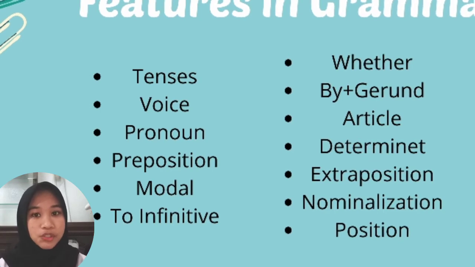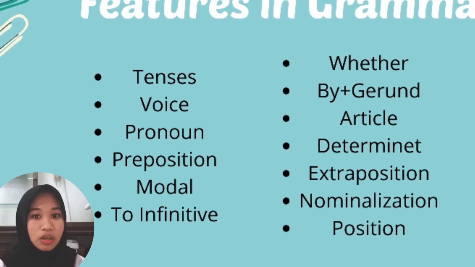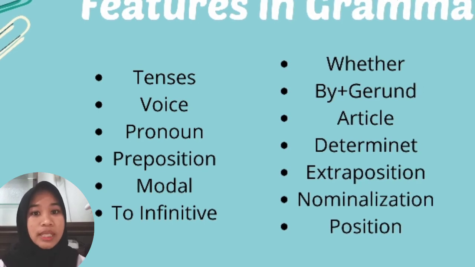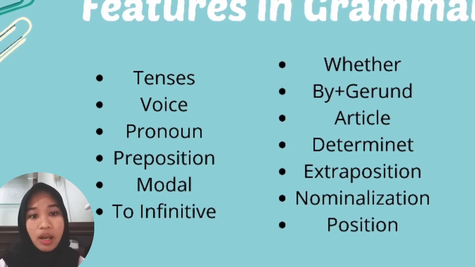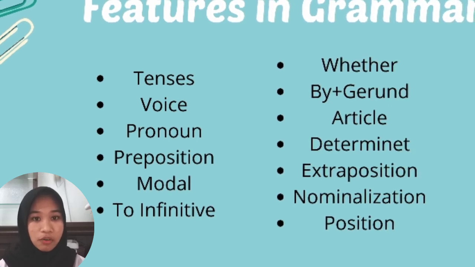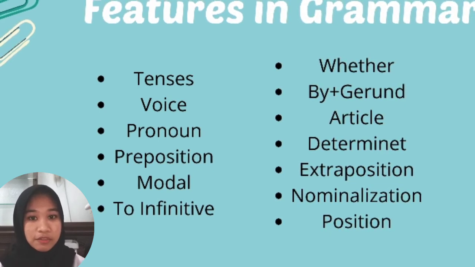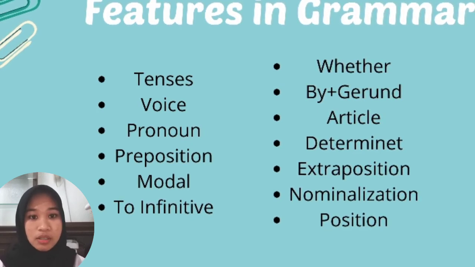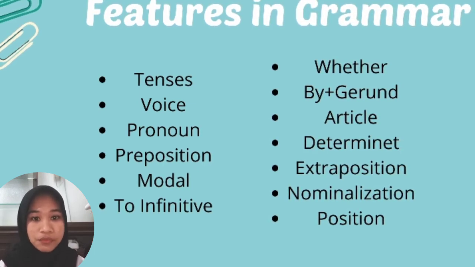There are a lot of features in grammar. First is tenses. Tenses is when we talk about past, present, or future. Voice is about active or passive voice. Pronoun is occurrence of we, our, these, or those. Prepositions is occurrence of prepositions. Modal is occurrence of modals. To infinitive is occurrence of to plus verb. Whether is occurrence of whether. By plus gerund is occurrence of by plus verb.